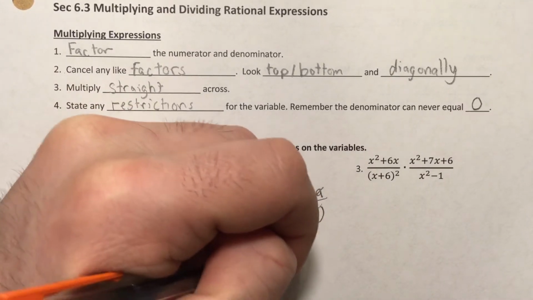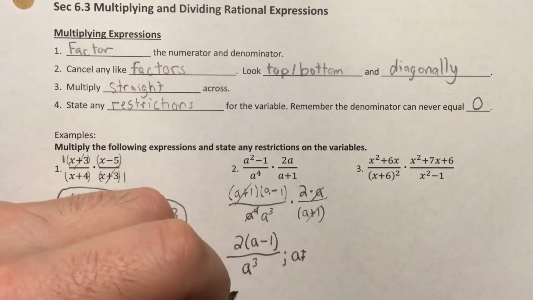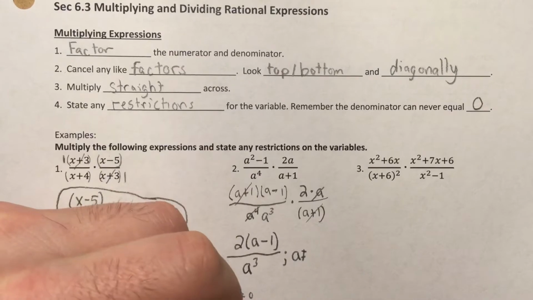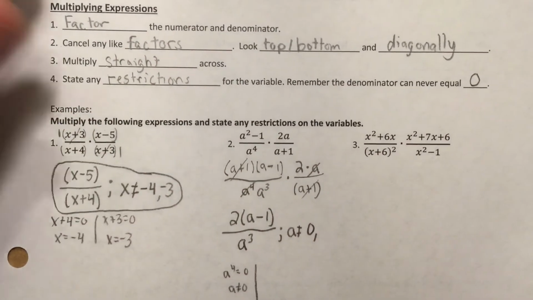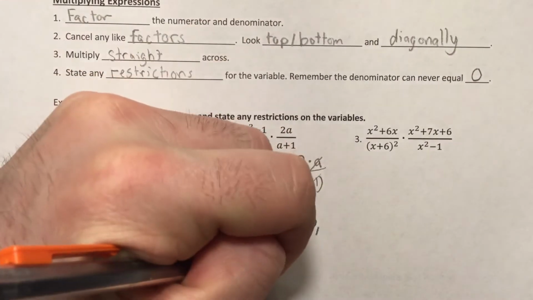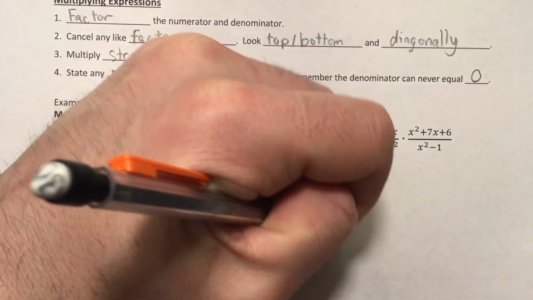All right, and then I can say a cannot equal anything that was ever in the denominator. So if I said a to the 4th equal to 0, that would be a cannot equal 0. And then a plus 1, if I set that equal to 0, I get a cannot equal negative 1.